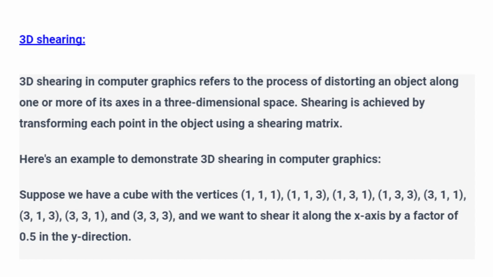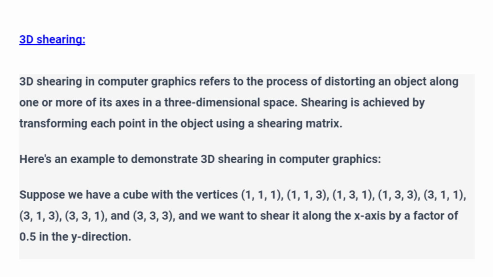3D shearing. 3D shearing in computer graphics refers to the process of distorting an object along one or more of its axes in a three-dimensional space. Shearing is achieved by transforming each point in the object using a shearing matrix. Here is an example to demonstrate 3D shearing in computer graphics.